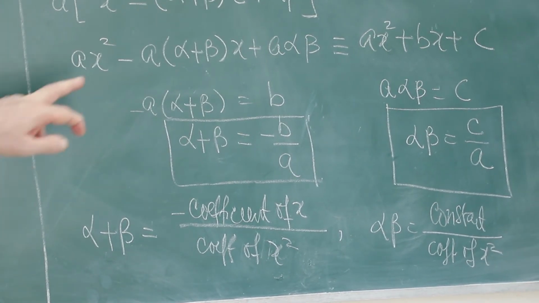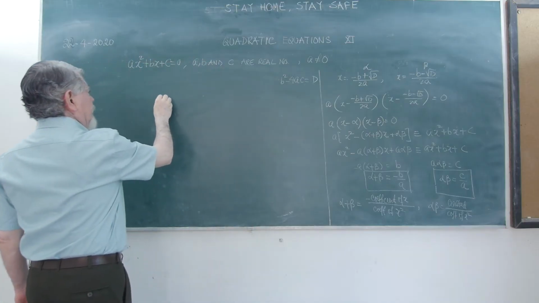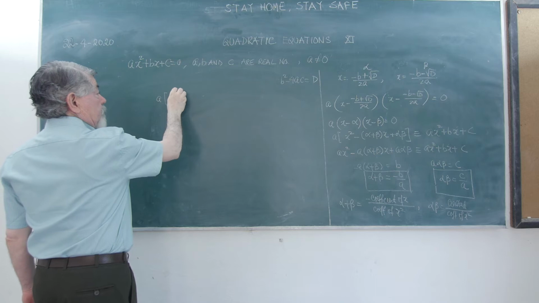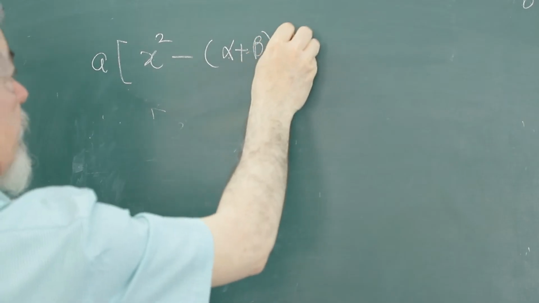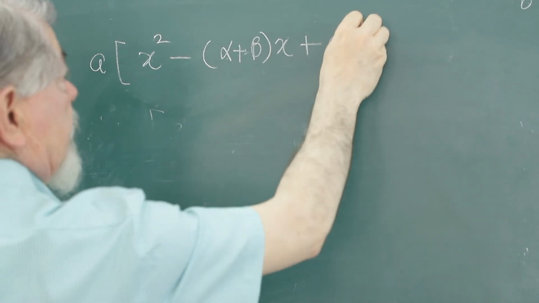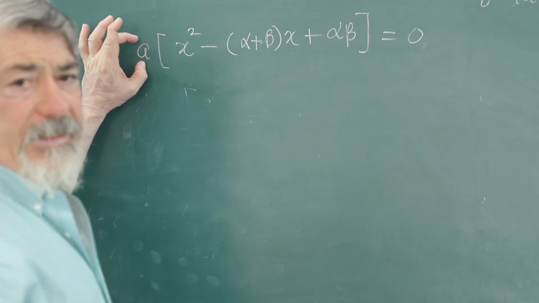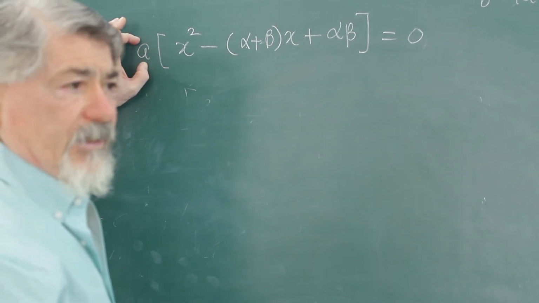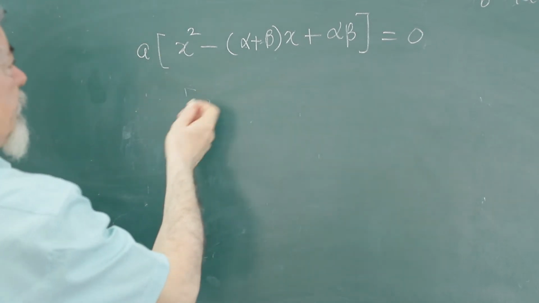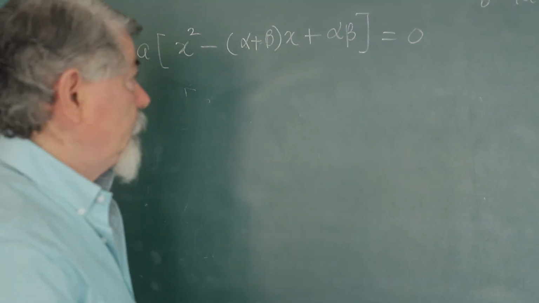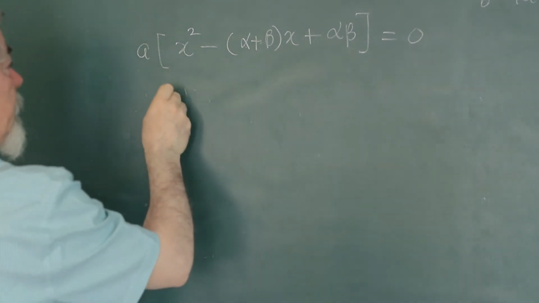Now if you look at this format here, a x squared minus (alpha plus beta) x plus alpha beta is equal to 0. This a could be any constant, not only the variable a, not only the constant a, I can replace it by any other thing because it is not equal to 0. So quadratic equation is what actually?